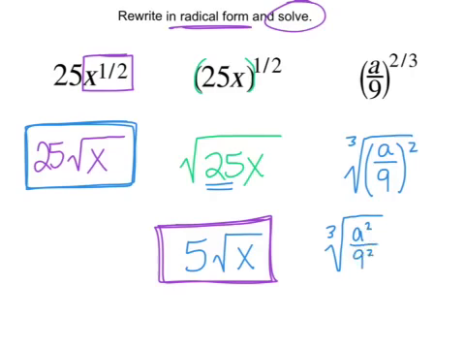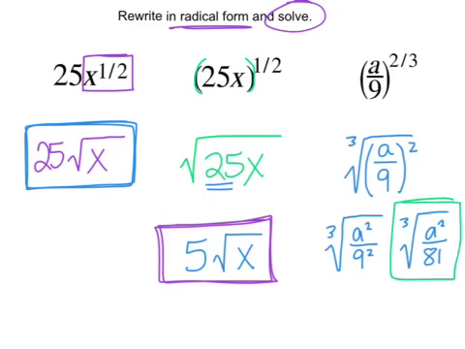squared, which is the cubed root of a squared over 81. Then we have to ask ourselves, can we take the cubed root of 81? And we can't quite take the cubed root of 81. It doesn't work out to be perfect. And so for today, we're going to leave it just like this. The cubed root of a squared over 81.